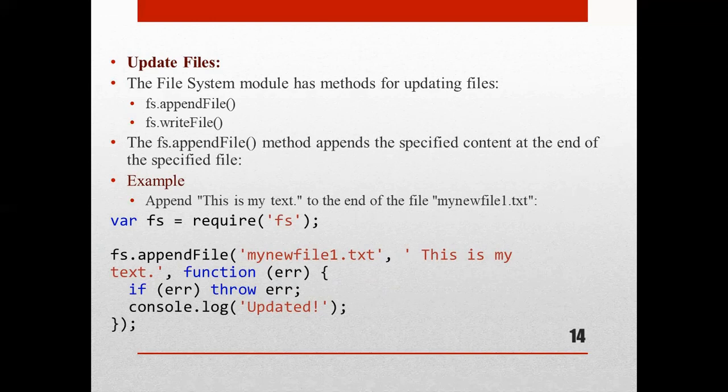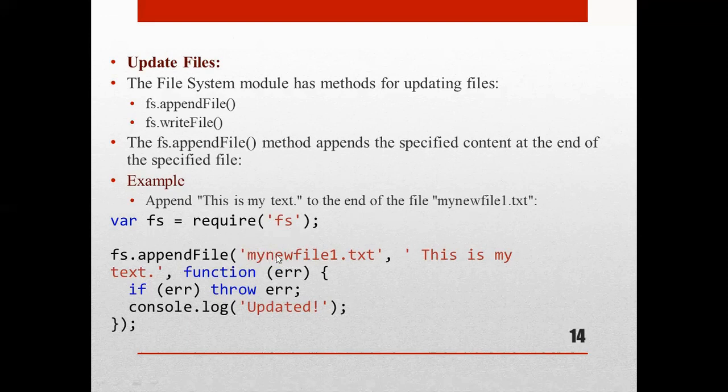We are going to write the content into that file. We are going to append the content in that file. So for that, use the fs.appendFile method and the fs.writeFile method. So see the example of appending. Consider one file, and that file has content like this is my text. We have to append this to the end of the file, where the file name is my new file one.txt. Okay, so first we have to import the fs module, then use the fs.appendFile method.